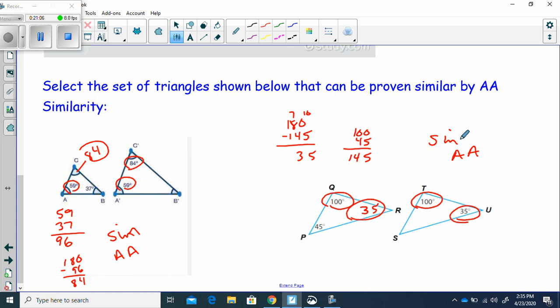You can prove two triangles similar only by finding two angles if you use angle similarity.